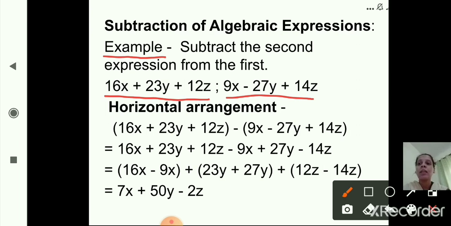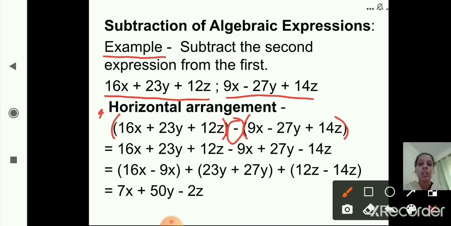This is the same as addition of algebraic expressions, only you will write the signs properly. In addition we write plus sign, in subtraction we will write minus sign. First we will write down the algebraic expressions in brackets. This is the first expression and this is the second expression which is given in the question, right? And in between you will write minus sign. You will not write plus sign here, you will not write addition sign, as we are doing subtraction of algebraic expressions. So you will write minus sign. Hope you are clear with this first step.